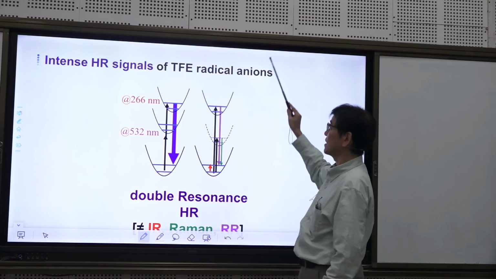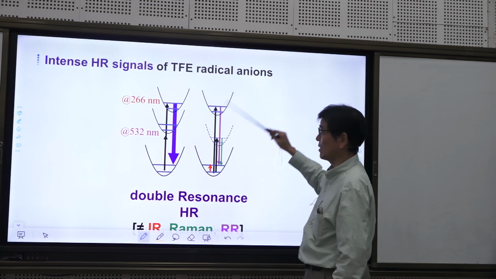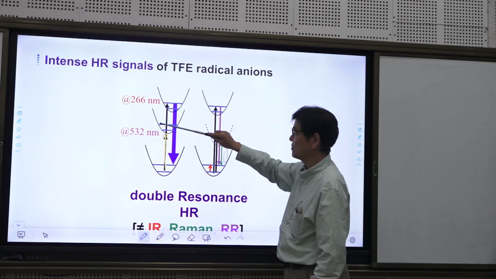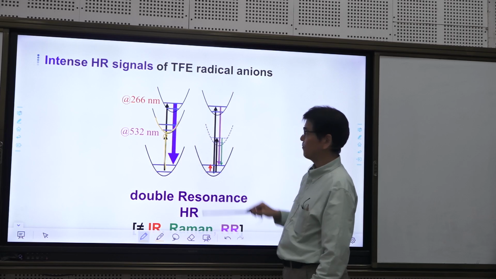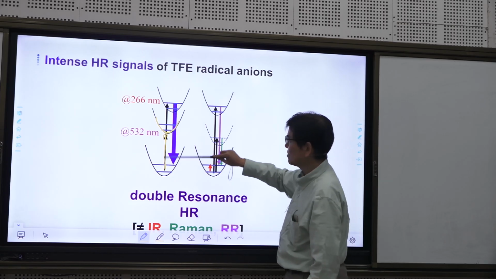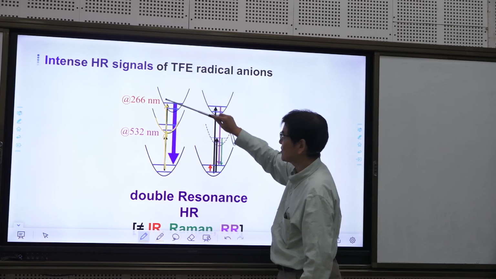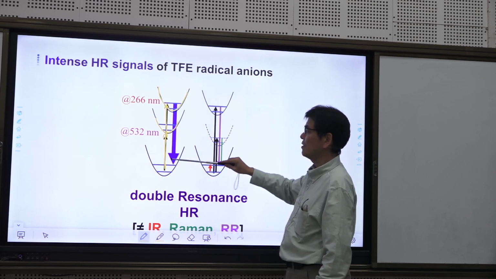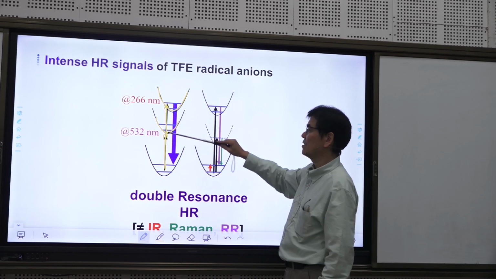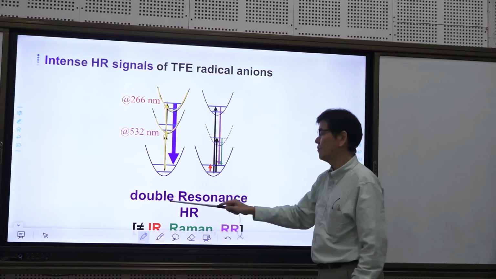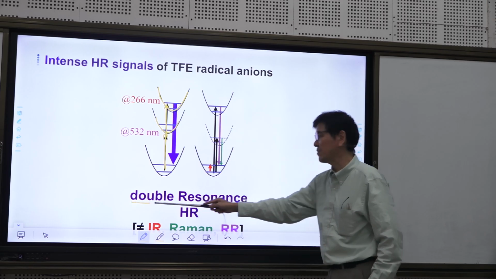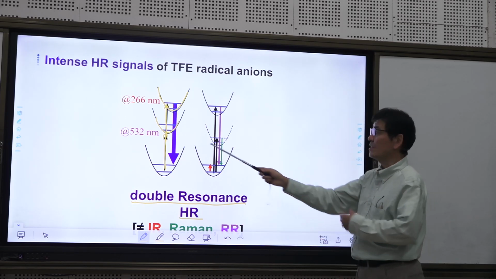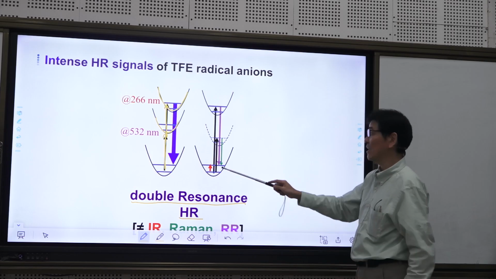TFE radical anions, monomer and dimer, undergo one-photon resonance because there is a real state, and two-photon excitation, and there is a real state. So their signal is doubly enhanced by the resonance effect. This effect is not available in IR spectroscopy.